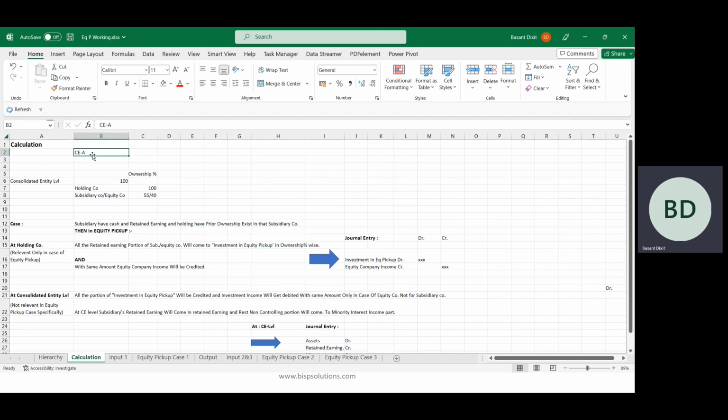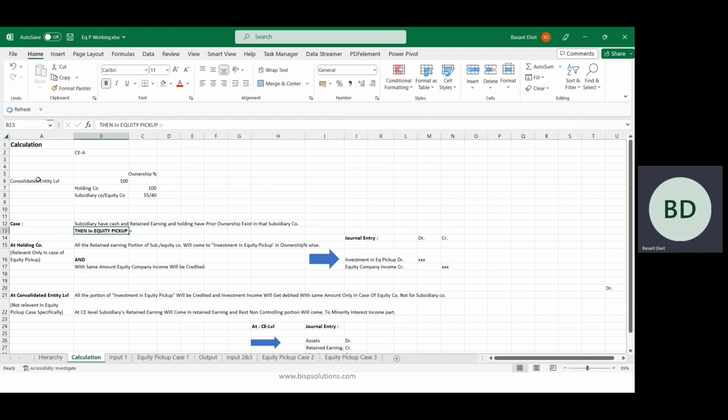Okay, so as you know, we have a top level, that is A, and at the consolidated entity level we have two companies, and each can be a holding, subsidiary, or equity, and we have one holding company. For a subsidiary we have to make it more than 50%, and for equity we have to make it less than 50%. So our case is that suppose we have a subsidiary, and the subsidiary has cash, and having cash might mean some investment by the holding company, so that's why they have some cash figures, and over time they have some retained earnings as well, and whatever retained earnings they have made, the retained earnings should come to the holding company.